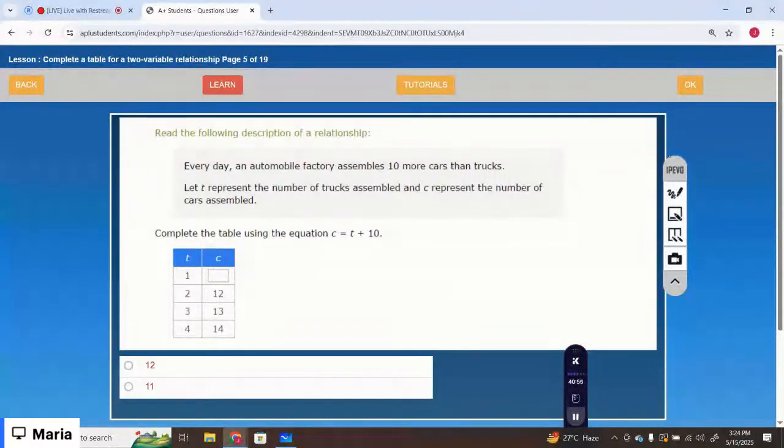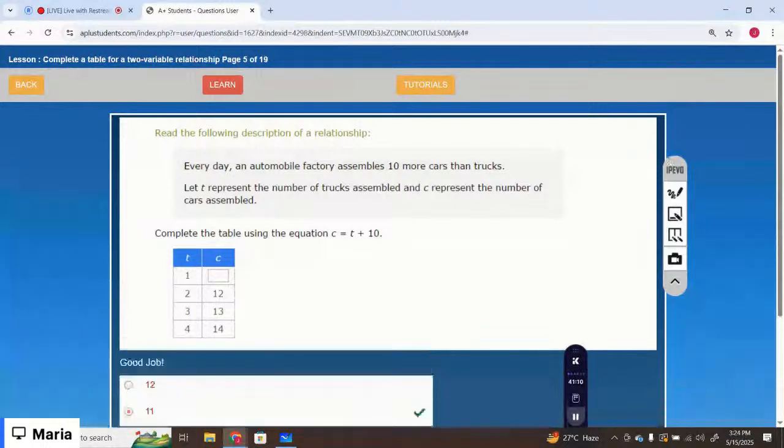Complete the table using the equation C equals T plus 10. That is 10 plus 1 is 11. Option number 2 is the correct option.